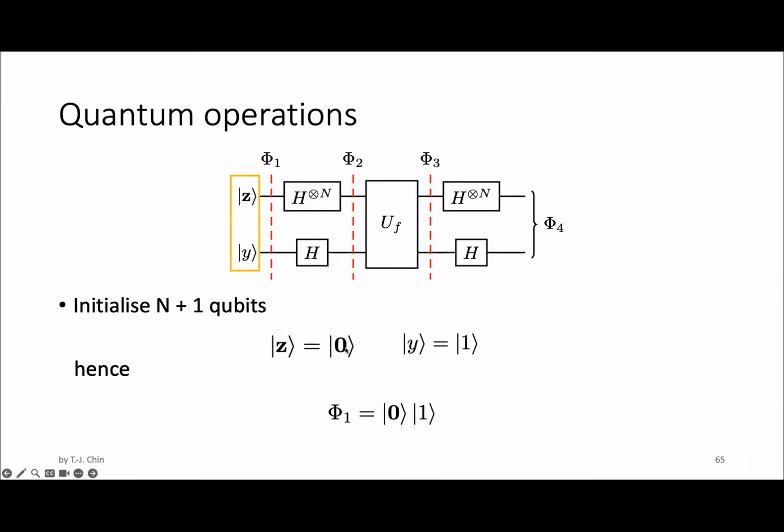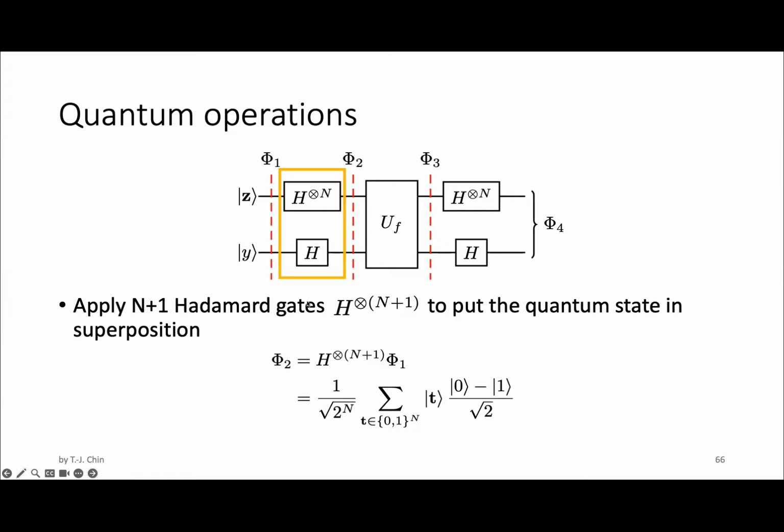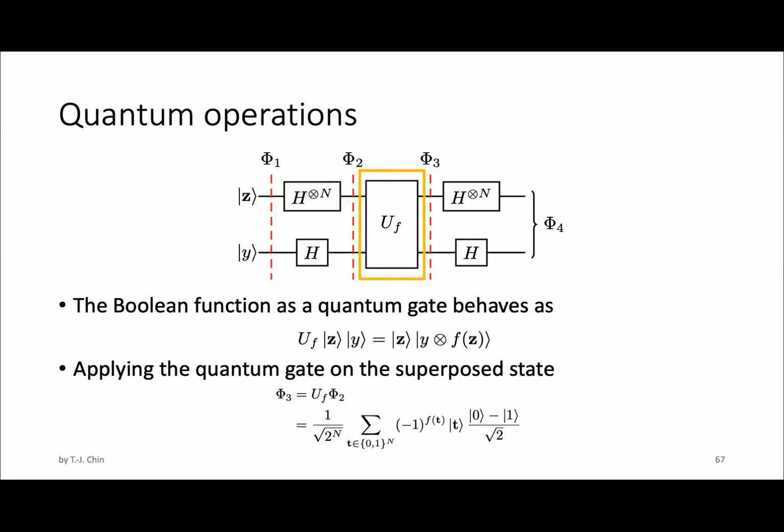And then the n plus one qubit with the one state, and then phi one, the composed quantum state with the tensor product that Michael introduced earlier. Then you put it through uniform superposition, which means you pass it through a composition of n plus one Hadamard gates. So now phi two is nothing but a uniformly superposed quantum state. Now you pass it through the function f.